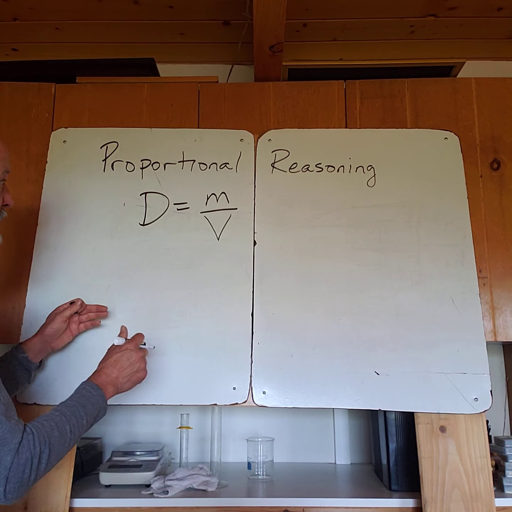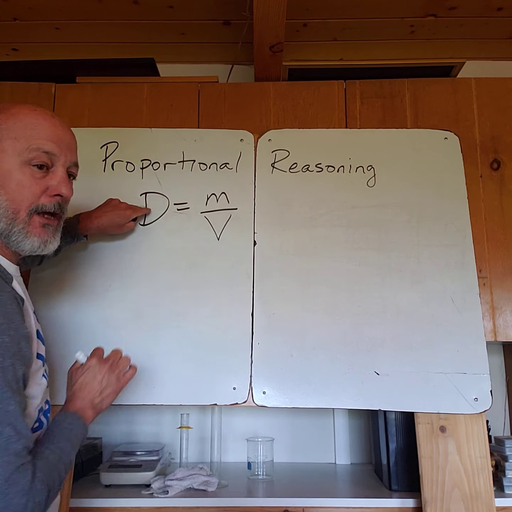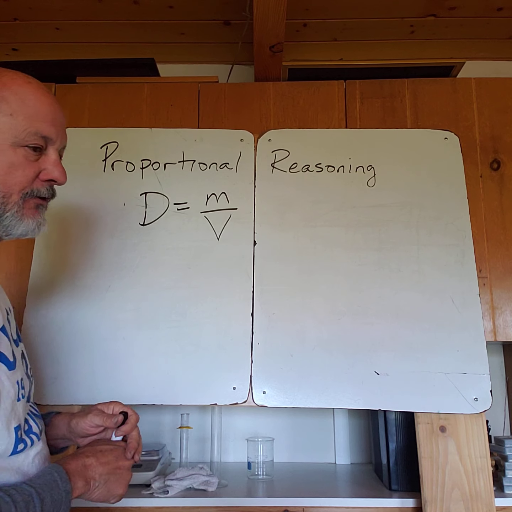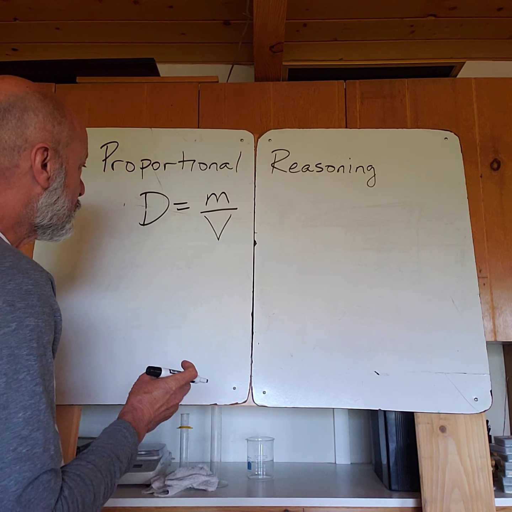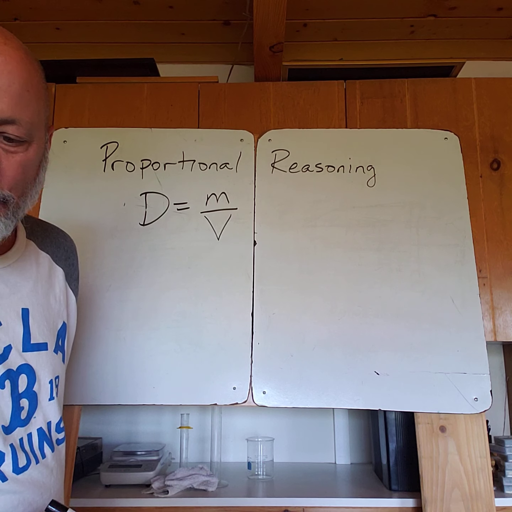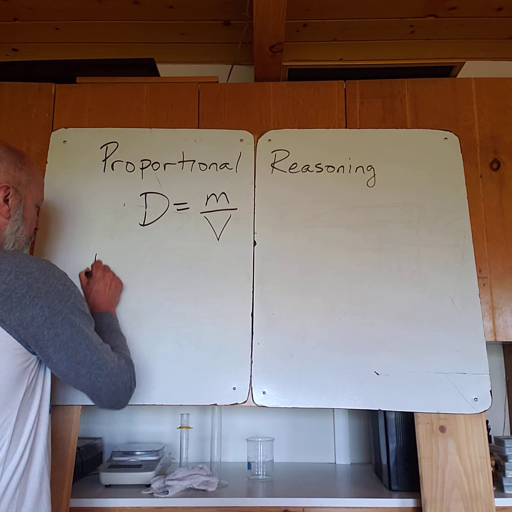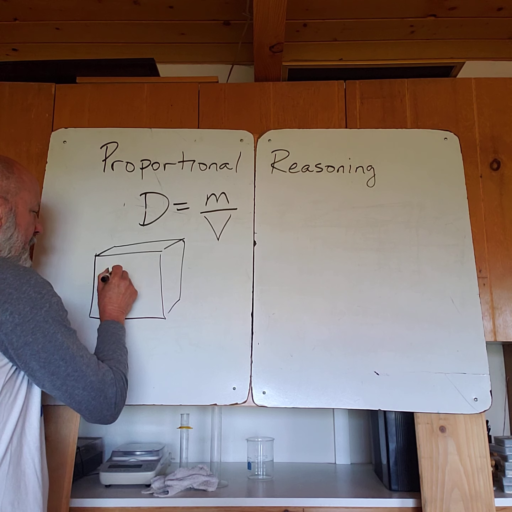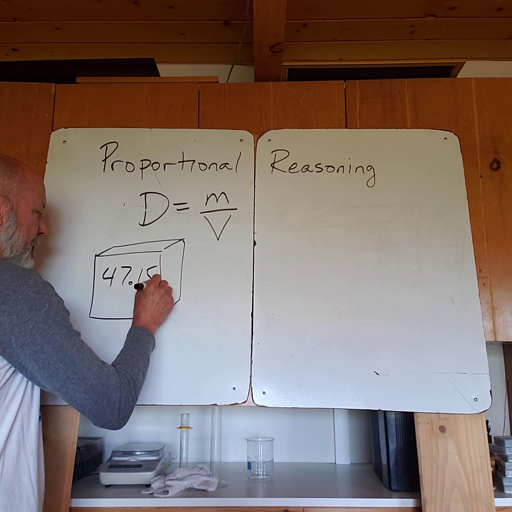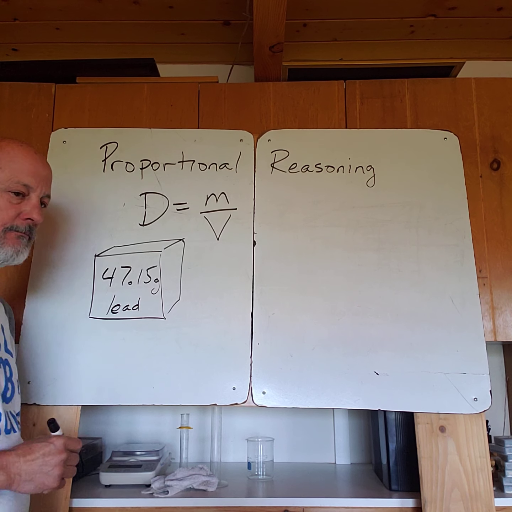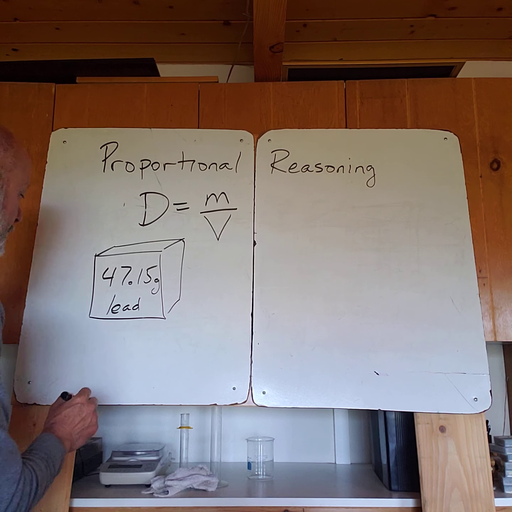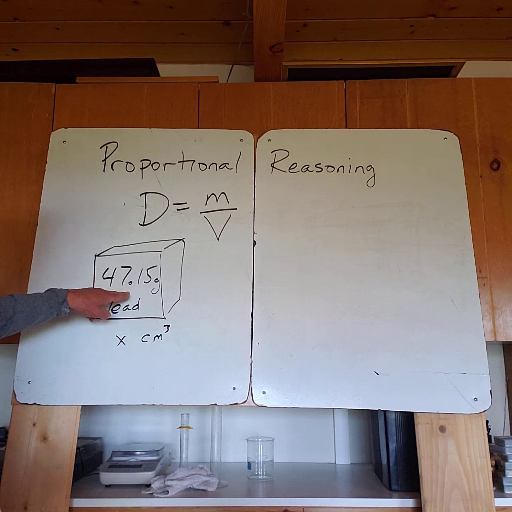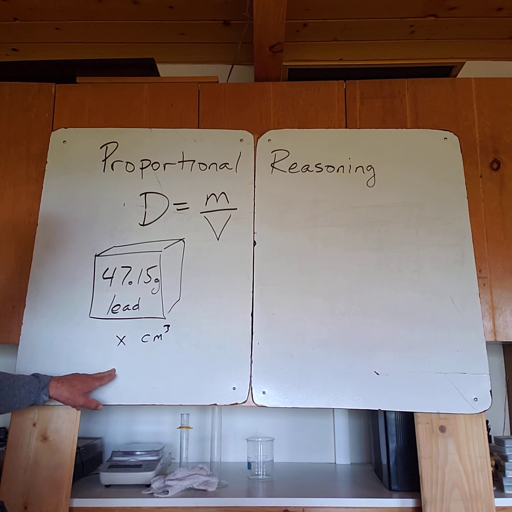A lot of people tend to make mistakes. If I plug density and mass into an equation and try to solve for volume, it's one of those algebra blocks that some people have. They'll get the incorrect answer. So let's try proportional reasoning with a different kind of problem. I've got a big chunk of metal, and I weigh it, and it's 47.15 grams, and I know it's lead metal. I want to find what the volume is. If it's 47.15 grams and I know it's lead, how much volume is that?